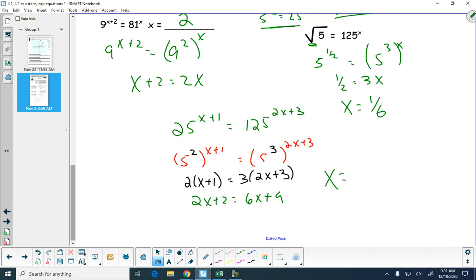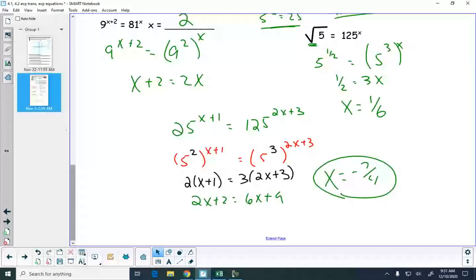Angelique, what do you come down to? Negative 7 over 4. Negative 7 over 4. So we are creating equations to solve here, but we're using our exponential idea to be able to create these equations.